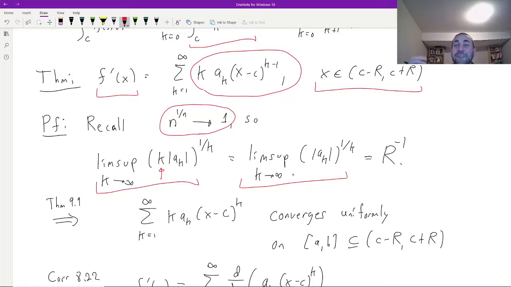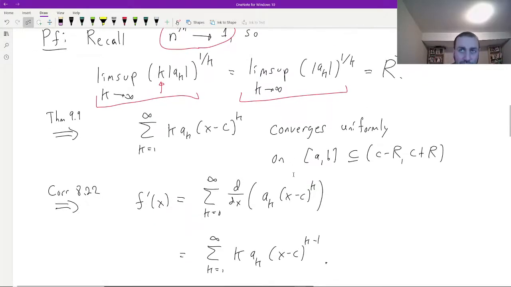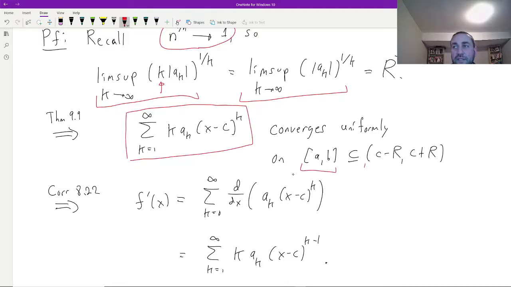So putting that together, what have we shown here? We've shown that the radius of convergence of this power series is actually equal to the radius of convergence of the original power series. That lets us invoke theorem 9.9, which tells us that this sum here converges uniformly on the same interval from a to b, which is sitting inside of its radius of convergence region.